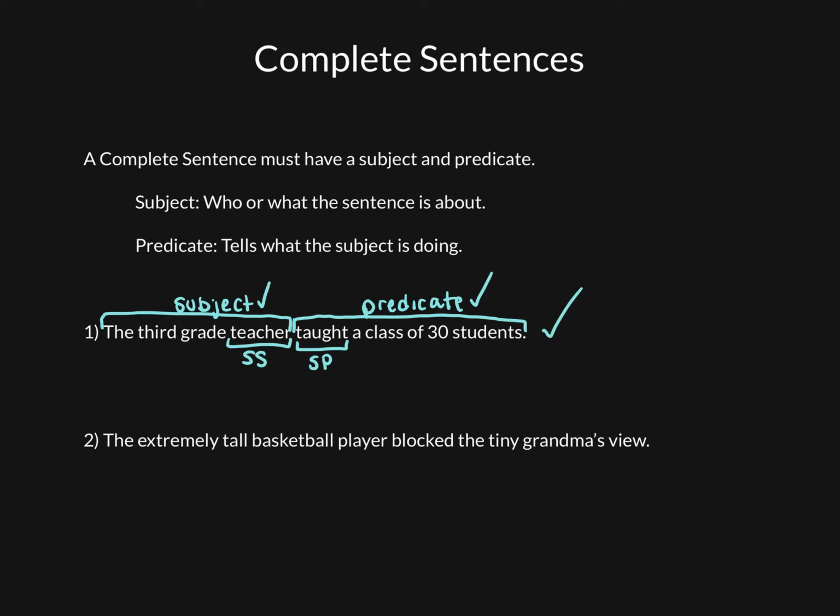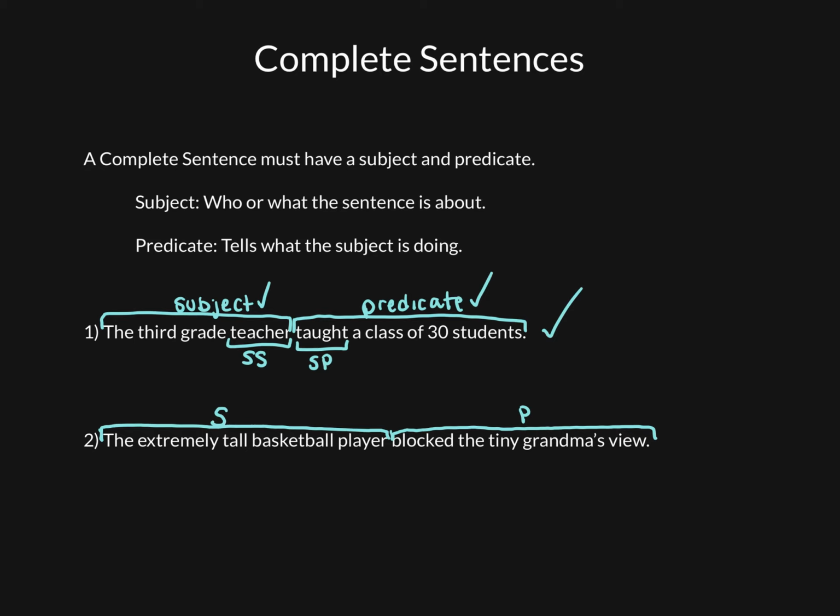Now our next one, we have: The extremely tall basketball player blocked the tiny grandma's view. So now this one's a little bit more complicated, but again, we want to see what's the subject and what's the predicate. So here, the subject is the extremely tall basketball player. That's who we're talking about. Now, what did that extremely tall basketball player do? Well, he blocked the view of the tiny grandma. So that entire thing, blocked the tiny grandma's view, is going to be our predicate.